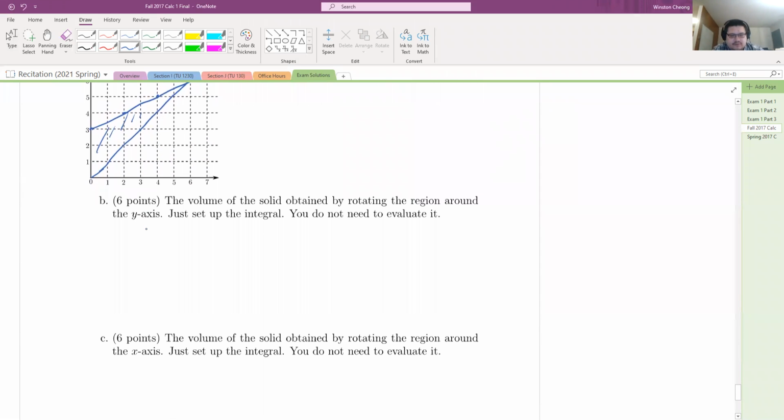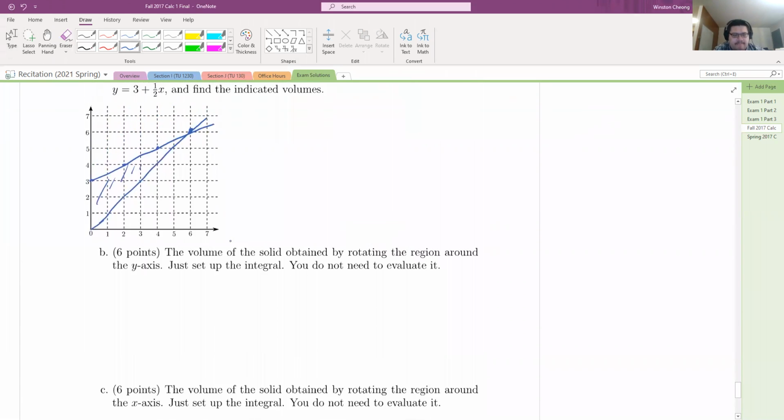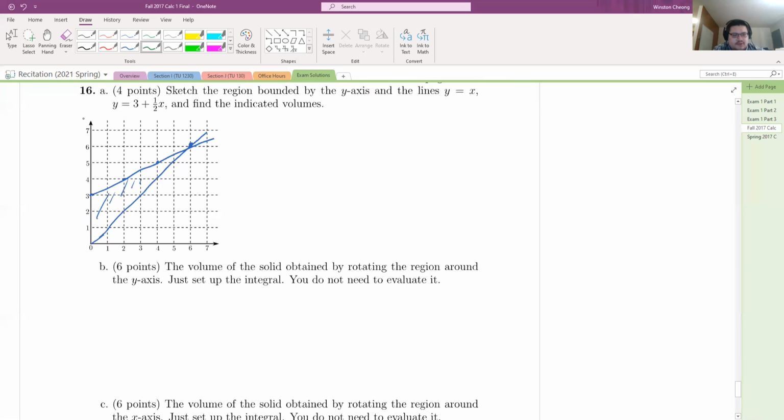Find the volume by rotating the region about the y-axis, just set up the integral. You don't need to evaluate. Okay, great. How do I want to mark this? This is going to be for part B. For part B, we rotated about the y-axis. So if we wanted to set this up, the segment that we would track, I would want to draw vertically. And that tells me that we're dealing with the shell method.